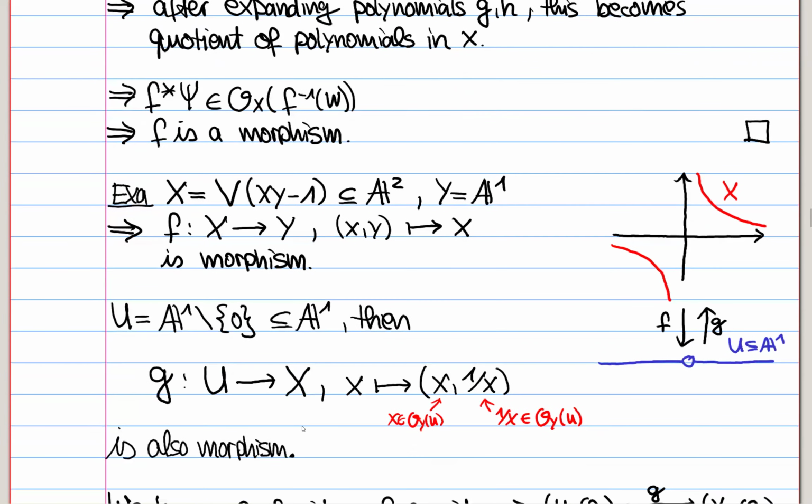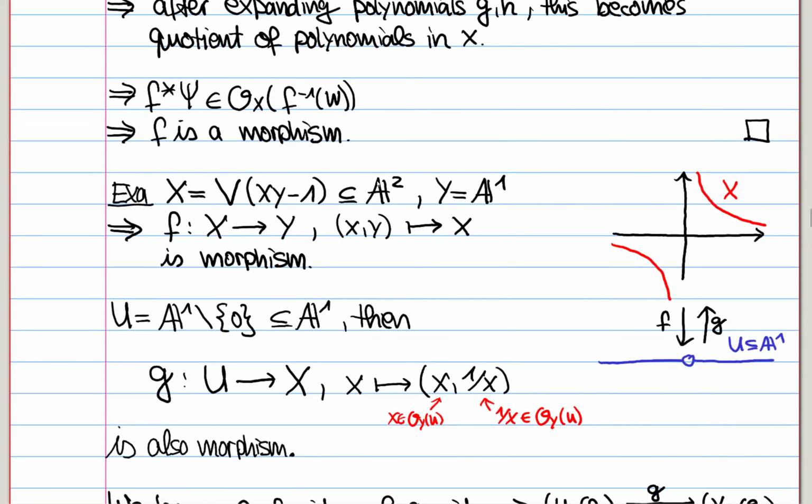And to give a concrete example here, you could consider x to be the vanishing locus of xy minus 1 inside A2, this usual hyperbola, and y to be A1. And then we can write down easily a morphism from x to y, which is send this pair to the first coordinate. That's a polynomial in the coordinates, so that's a regular function. That's fine. This is a morphism. And geometrically, this corresponds to, well, just remember an x coordinate, so it corresponds to projecting down. And then inside y, you have the complement of 0.